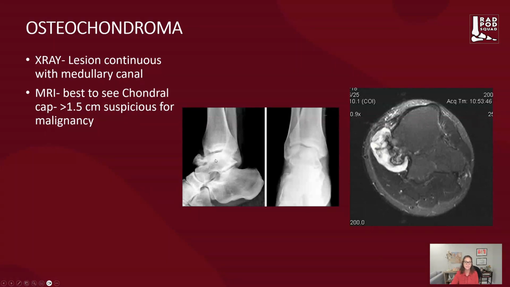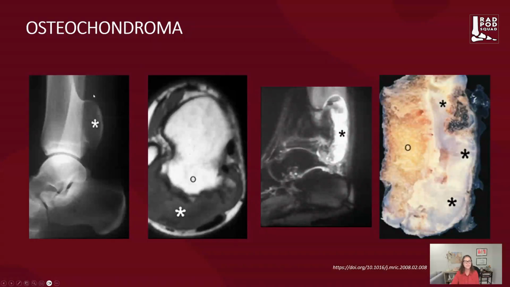Sometimes that can be difficult to see, so we may need to do cross-sectional imaging, but in MRI, it's best to see. What we're looking at here is the chondral cap. That's the most important part of the lesion that we're looking at to understand is there malignant potential. So here we have this cartilage cap, and there may be areas greater than 1.5 centimeters, that would be suspicious for malignancy.